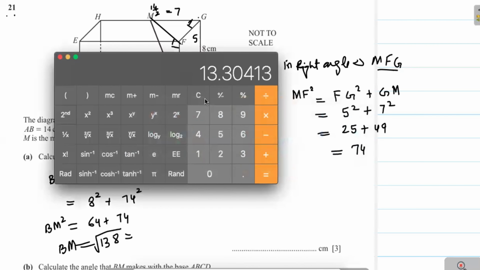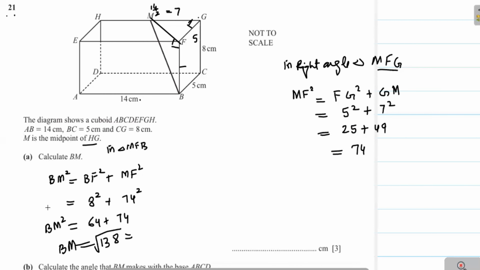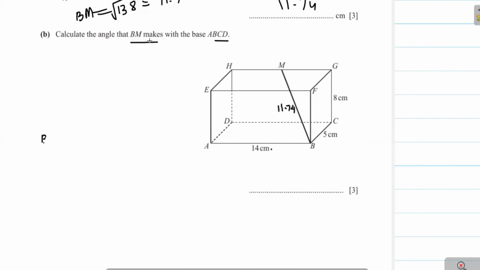Now we take the square root of 138, and this is equal to 11.74, and this length is 11.74 centimeter. This is the answer. Part B, calculate the angle BM makes with the base ABCD. You see here, this is the base ABCD, and this is the diagonal of base ABCD.